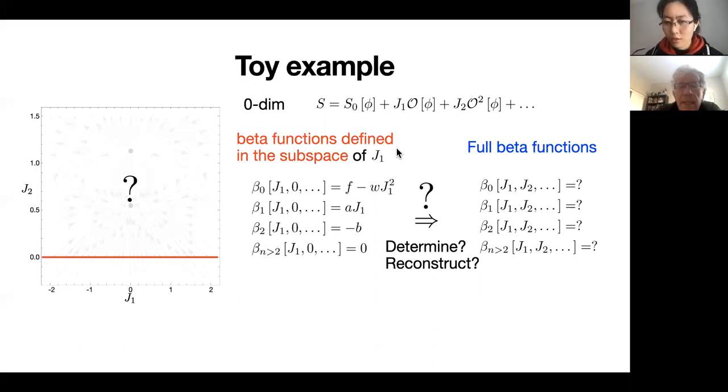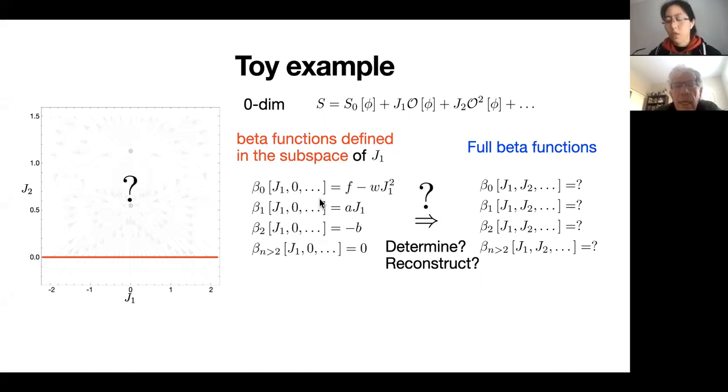Sorry? I guess what you mean is that you define your beta function at J1 first, and then you include the higher order corrections, and then you can kind of analytically continue your beta function to higher orders. Is that what you're talking about? I'm just defining those two types of beta functions. I don't do any modification on these beta functions for now.